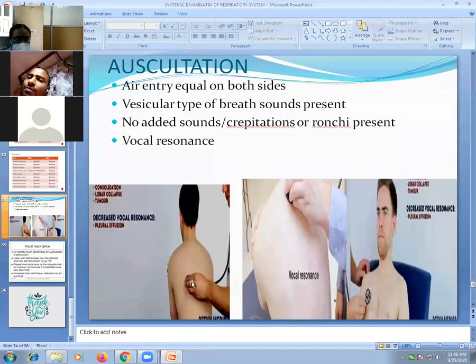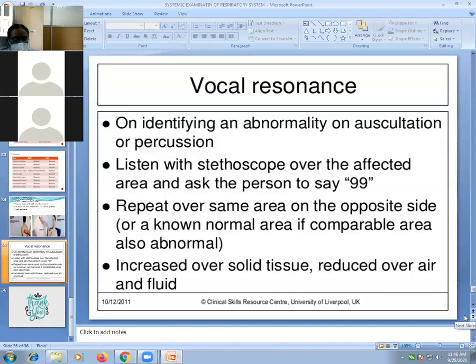This is the method to check vocal resonance. It is just like the tactile vocal fremitus test, but that is by palpation and this is by auscultation. Ask the patient to say something repeatedly and you auscultate. It is again decreased in pleural effusion, increased in consolidation. Listen with the stethoscope over the affected area. Ask the person to say 99, 999, 123, anything. Repeat over the same area on the opposite side also. You have to compare both sides. It is increased over solid tissue, reduced over air and fluid. Just like tactile vocal fremitus, that is by palpation, this is by auscultation.